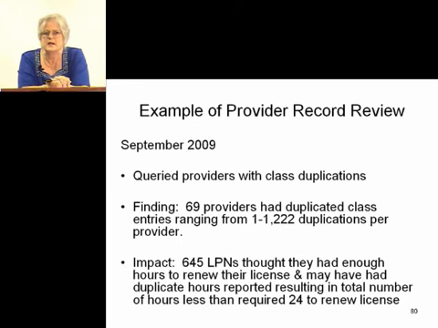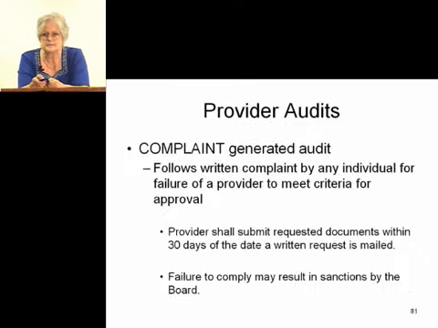An example of a provider review was in September of 2009. We queried providers with class duplications. We found 69 providers had duplicated class entries ranging from 1 to 1,222 duplications per provider. What was the impact? 645 LPNs thought they had enough hours to renew their license and may have had duplicate hours reported, resulting in total number of hours less than the 24 to renew their license. We did this in September, hoping that we would catch most of them before they renewed their license.